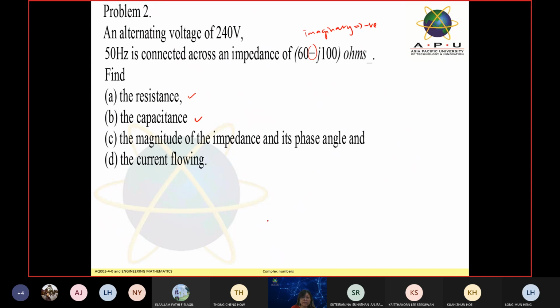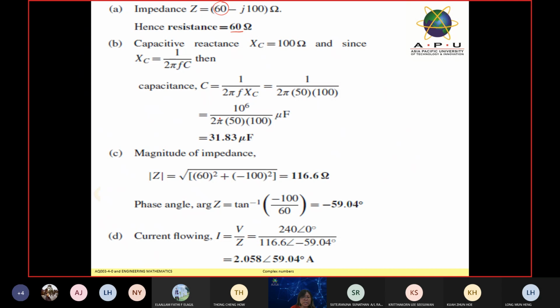Then you can find the capacitance by using this formula, the same formula we went through just now. Let's substitute the frequency as 50 and the reactance as 100, then you do the calculation. This one, they already put the micro. If you calculate this answer, it should be a very small number, 0.000033183.